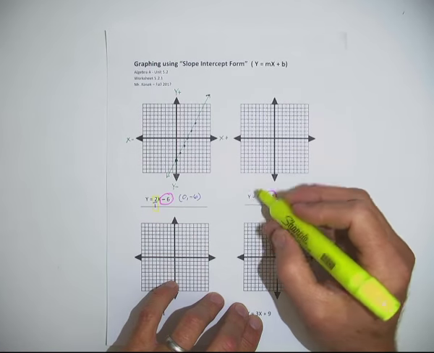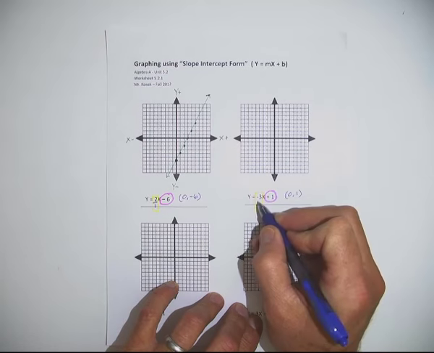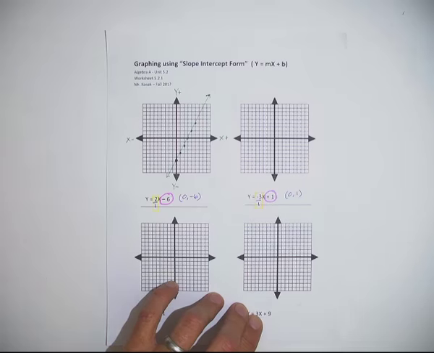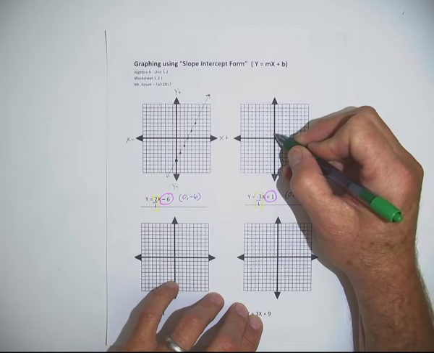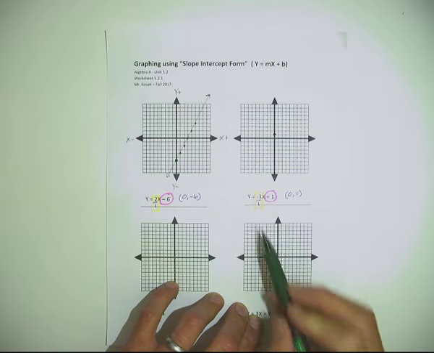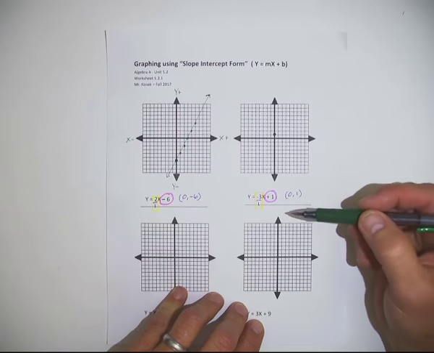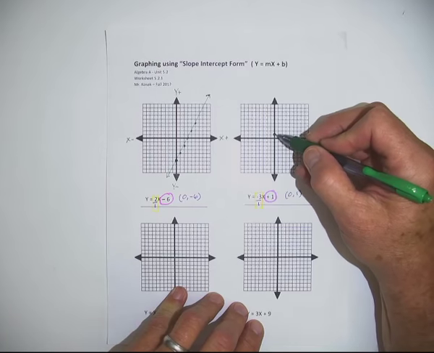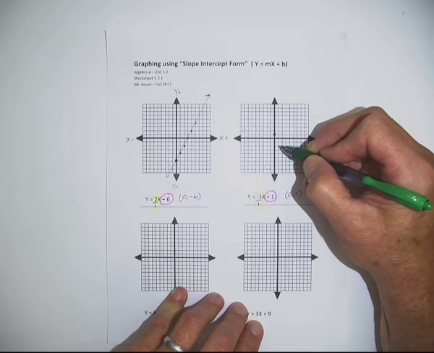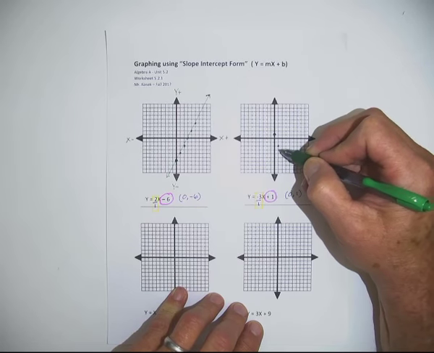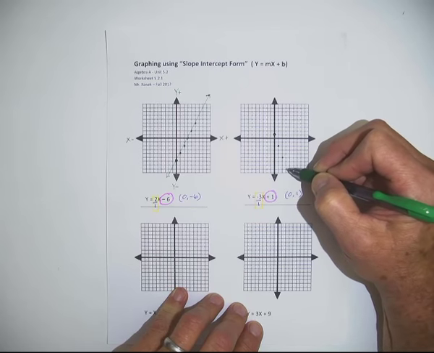And our slope is negative 3 over 1. Okay? So let's find our y-intercept here, 0, 1. There it is. Now our slope is negative 3 over 1. So we're not going to rise up, we're going to drop down because it's a negative number. So we're going to come down 3, 1, 2, 3. The 1's positive, so we're still going to move to the right.